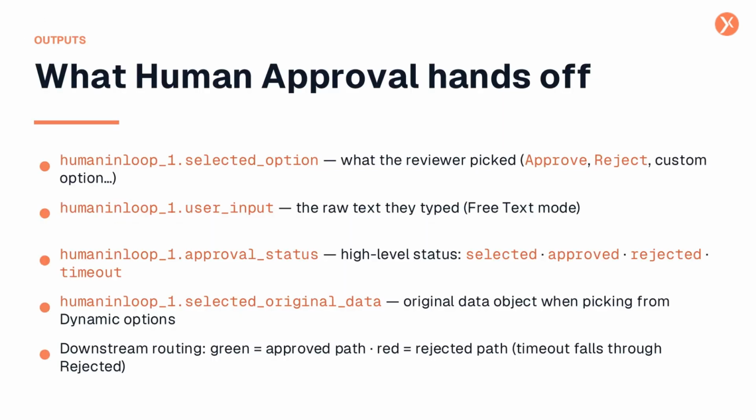After a human decision, the human approval node provides several key outputs for downstream processing. The selected_option variable captures the exact choice made by the reviewer, such as approve or revise, enabling precise branching logic. If free text mode was used, user_input contains the reviewer's typed response. The approval_status offers a high-level status like approved or timeout, providing a standardized vocabulary for workflow conditions. Additionally, selected_original_data carries the full data object when dynamic options are utilized.